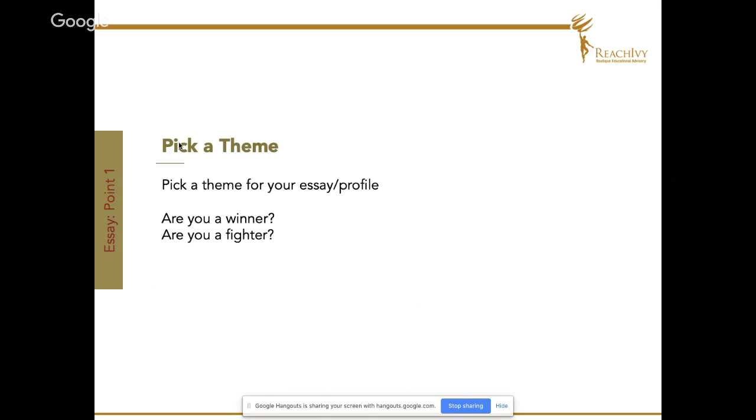Now, when we say pick a theme, we say pick a theme for your entire profile. Are you a winner? Are you a fighter? Creating a theme often sets a tone for the content to follow, hooking the reader into your story right from the start. Now, you have to look at your entire application as one big narrative, right? Right from your CV to your essays to your recommendations, everything needs to talk about you and follow that one big narrative. So, picking a theme becomes very, very important. You need to know how you're trying to position yourself to set yourself apart from the rest of the thousands of people who are applying for the same seat at the table.